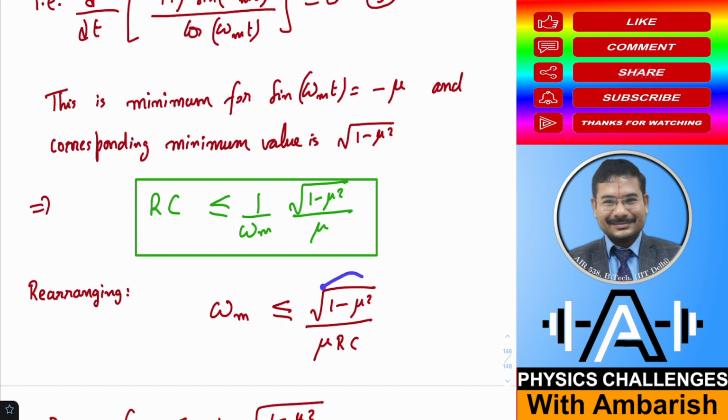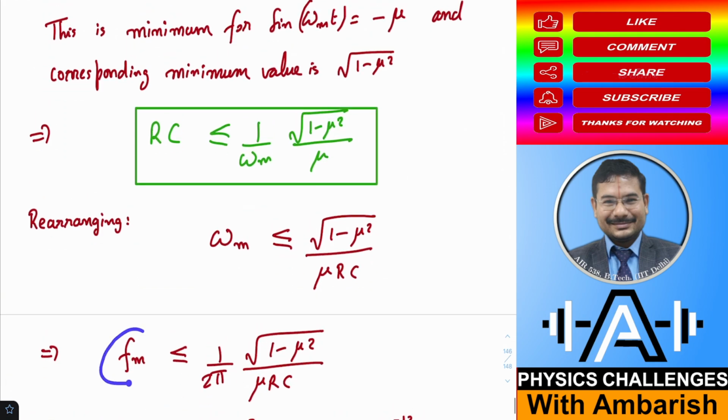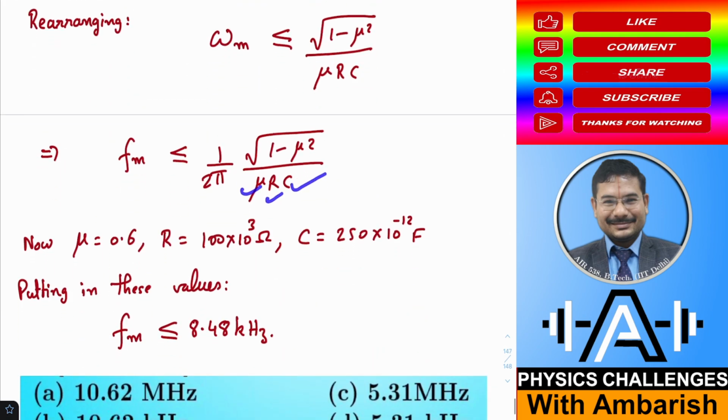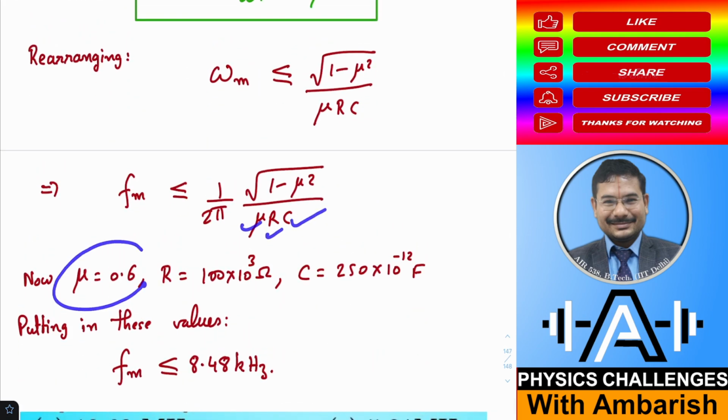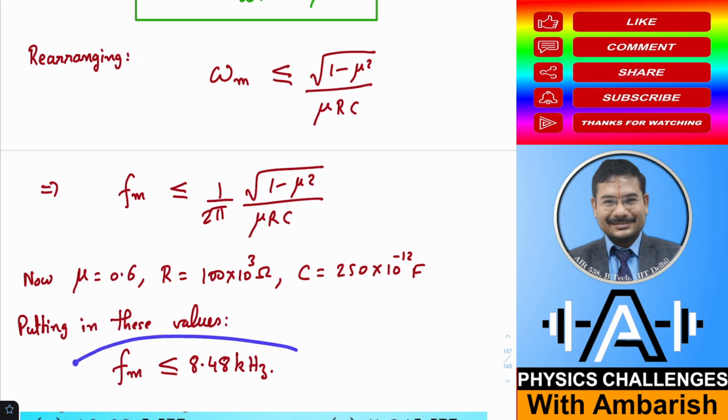and since we have to talk about frequency, the angular frequency needs to be divided by 2 pi. So 1 by 2 pi under root of (1 minus mu square) upon mu RC. In our question, mu, R and C are given, so we just need to put in the values. Mu is 60%, that is 0.6, the resistance is 100 kilo ohm, and the capacitance is 250 pico-farad. Putting in these values, this expression comes out to 8.48 kilohertz, right?